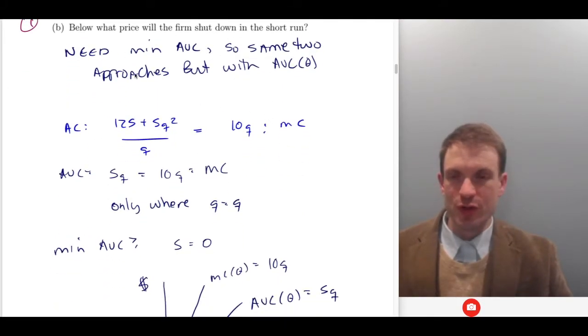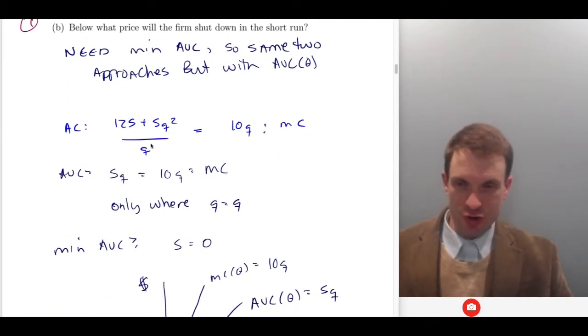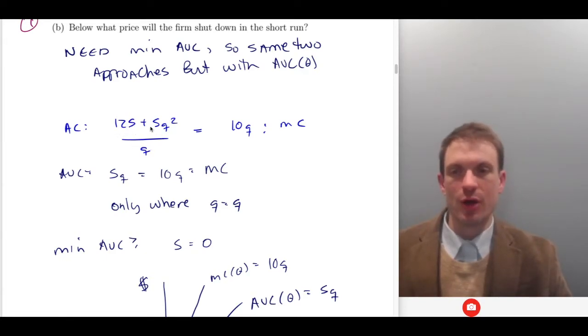So we have to find our shutdown price. So this was average cost. Average fixed cost is 125 divided by q. Average variable cost is 5q squared over q, which is 5q. Marginal cost is still 10q.